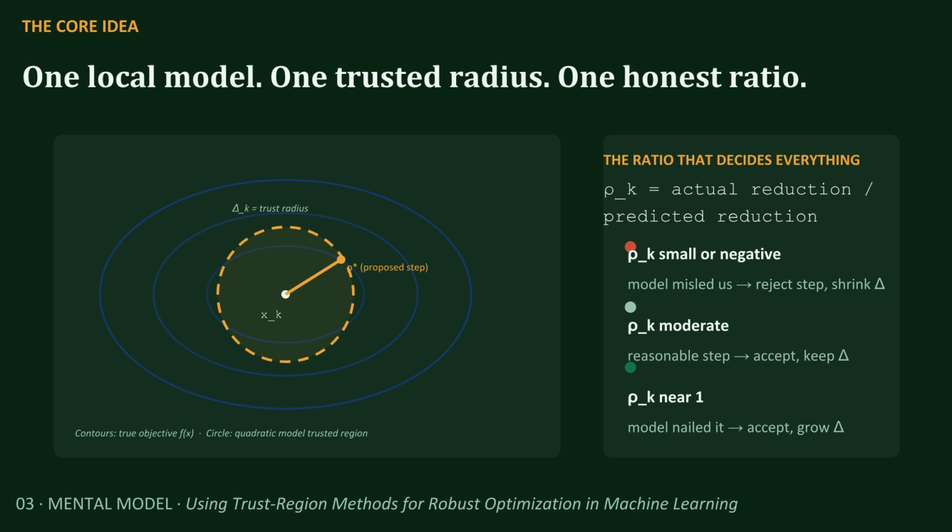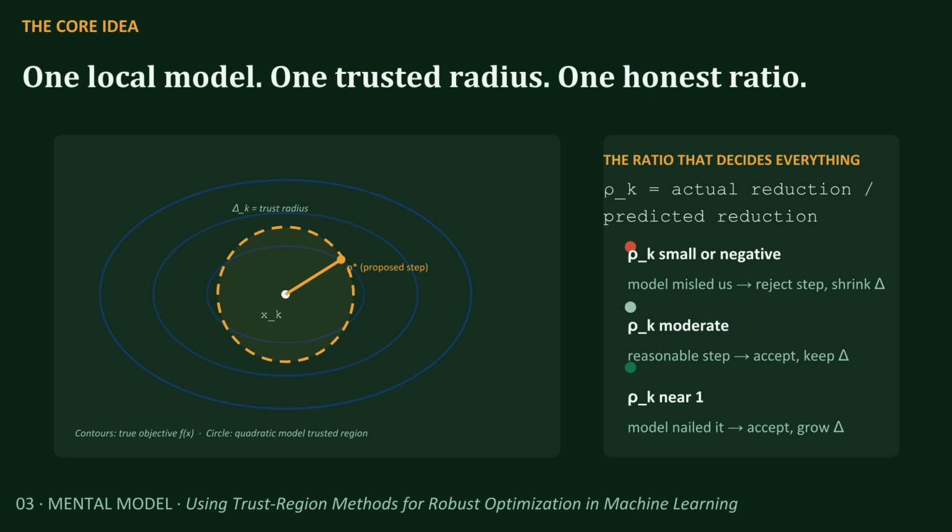Now here's the part that makes the whole system self-correcting. Once we have a candidate step, we compute a ratio, rho sub k, actual reduction in the real objective divided by the reduction our model predicted. That ratio is simultaneously the acceptance test and the radius adjustment signal.